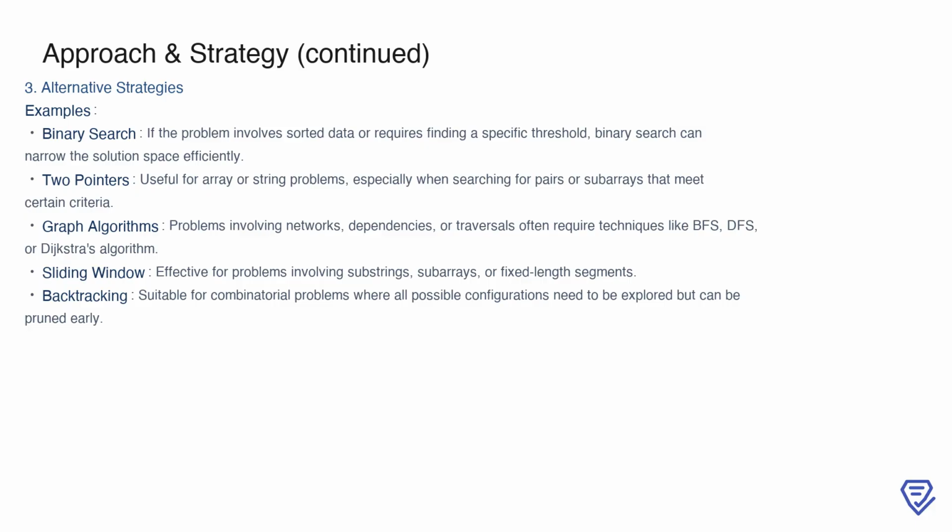or traversals. Sliding window techniques shine in cases involving substrings, subarrays, or fixed-length segments, where maintaining an efficient window of data is key. Finally, backtracking is ideal for combinatorial problems, where you need to explore all possible configurations but can prune paths that fail to meet constraints early. Each of these strategies addresses unique problem characteristics, making them valuable tools in your algorithmic toolkit.